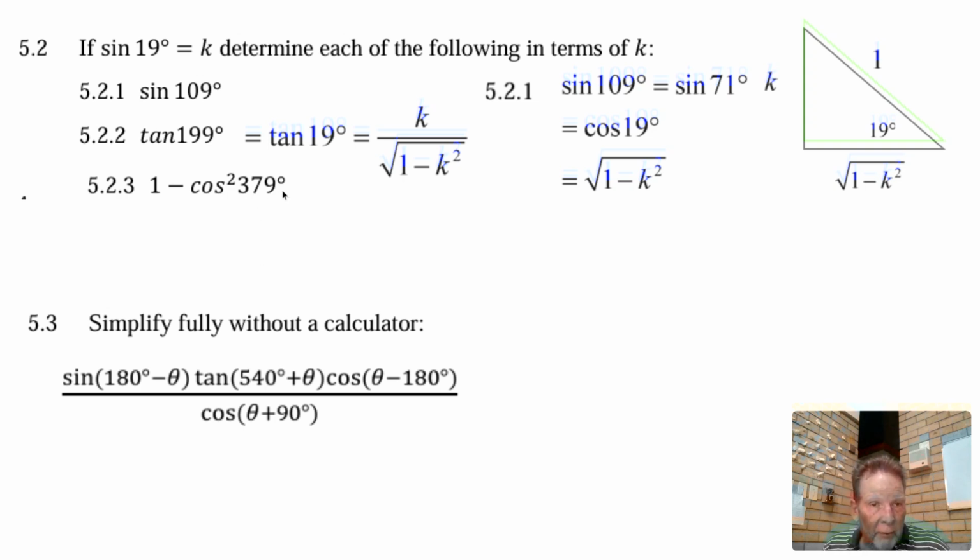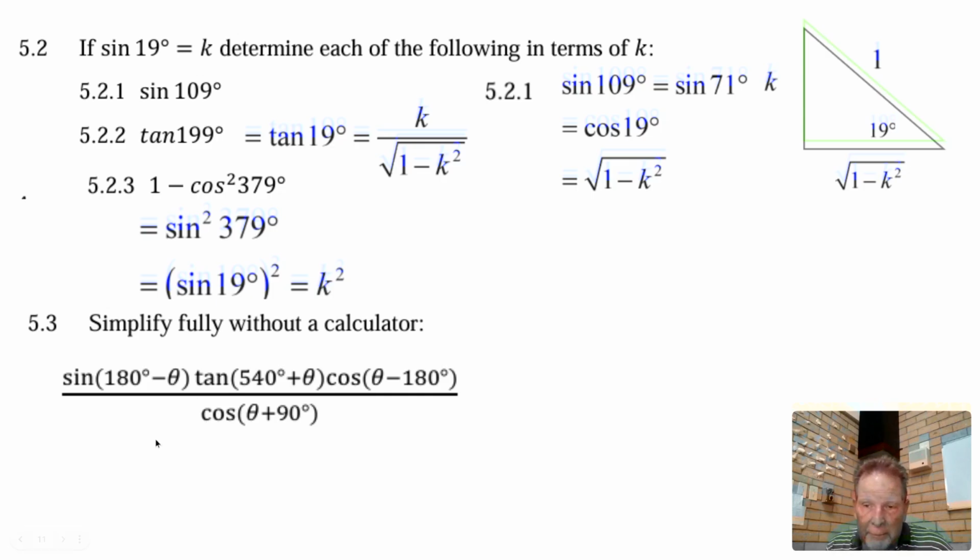Now, the cosine of 379 degrees, well, if I took 379 and took away 360, it'd be the same as the cosine of 19 degrees. But 1 minus cos squared is equal to sine squared. That's an identity we learned. Sine squared plus cos squared equals 1. So 1 minus cos squared is sine squared. And the sine of 379 is the sine of 19 degrees. And the sine of 19 degrees is k, so the whole thing must just be k squared.